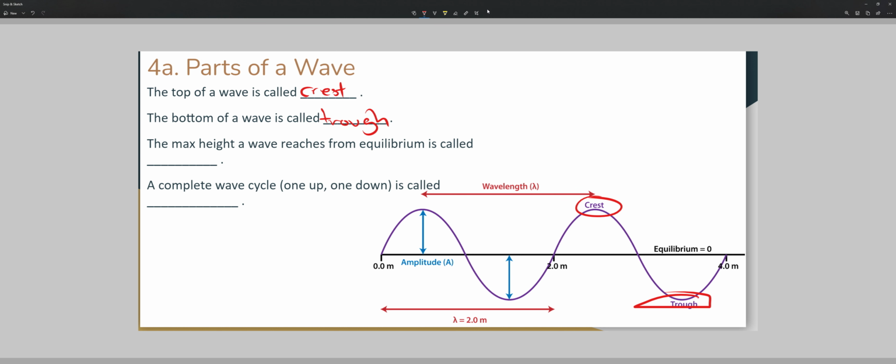Where is my tablet marker? Okay. The max height a wave reaches from equilibrium is called the amplitude. So right here, your amplitude right there. And a complete wave cycle, one up, one down, is called your wavelength, which is represented by this symbol over here, lambda.